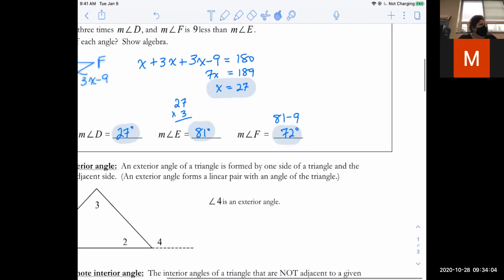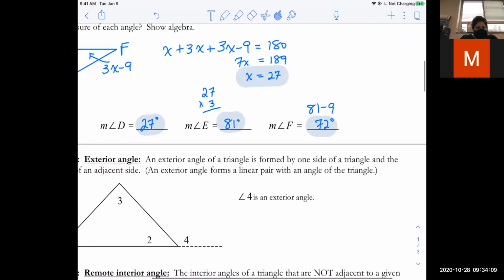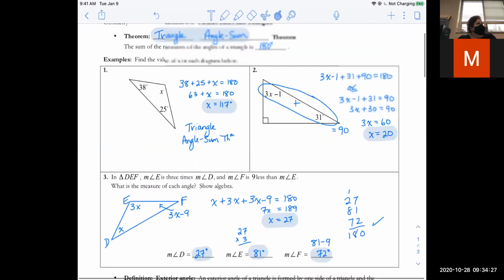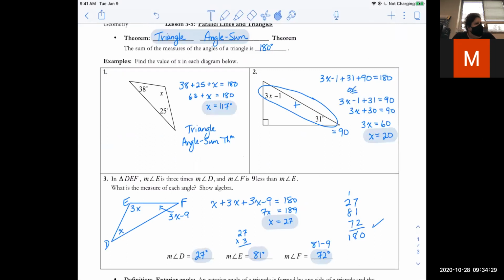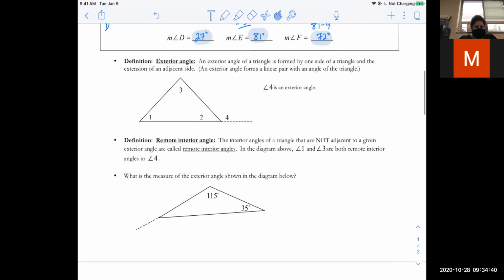Or you can add those up and subtract from 180, right? It has to be the rest of 180. So when you do these problems, always do a quick check and make sure that it works out. Okay, so 27 and 81 and 72. That's 180. Okay. All right, so that's the first idea. The first idea is triangle angle sum theorem. The angles in a triangle add up to 180 degrees. Always, always, always. No matter what kind of triangle, right triangles, acute triangles, obtuse triangles, equilateral triangles, isosceles triangles, scalene triangles, any triangle, the angles add to 180.